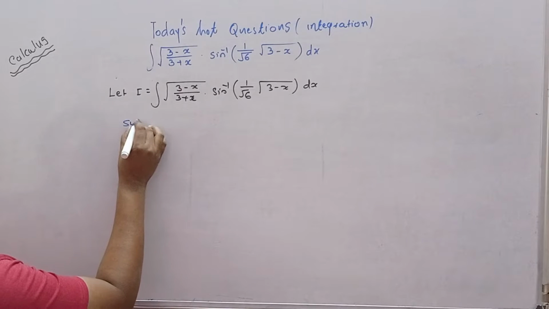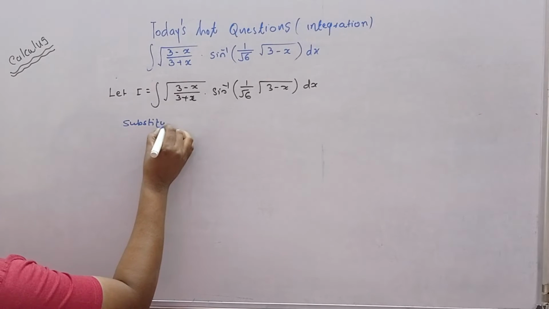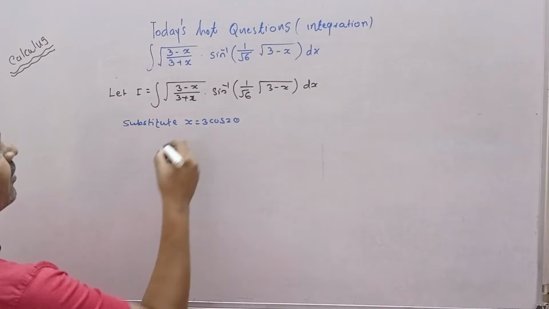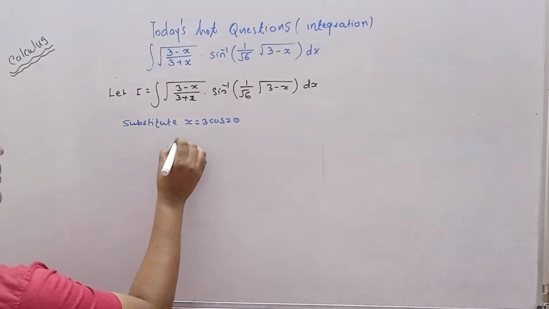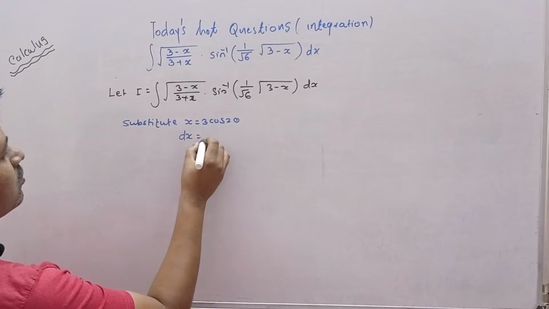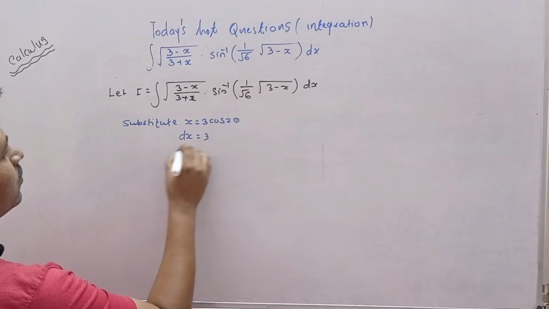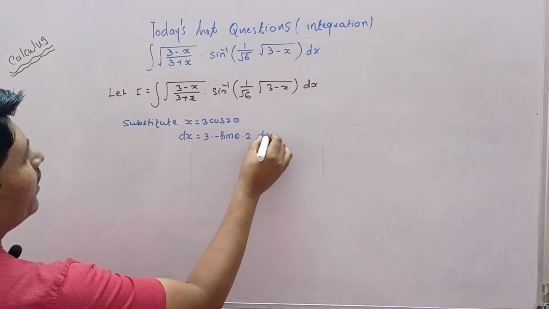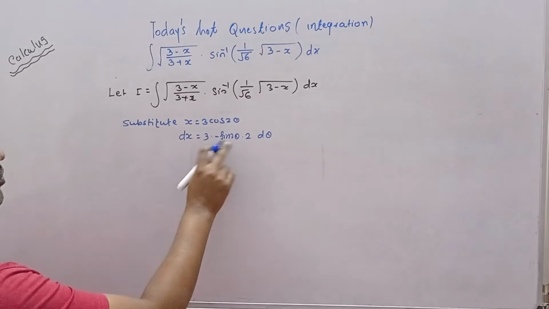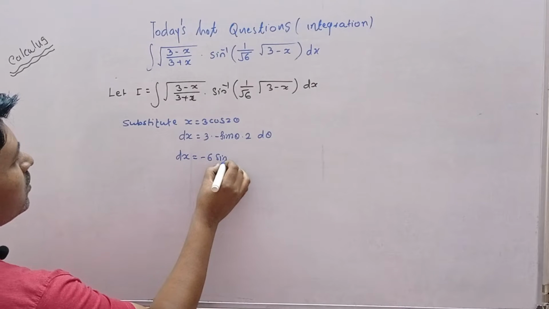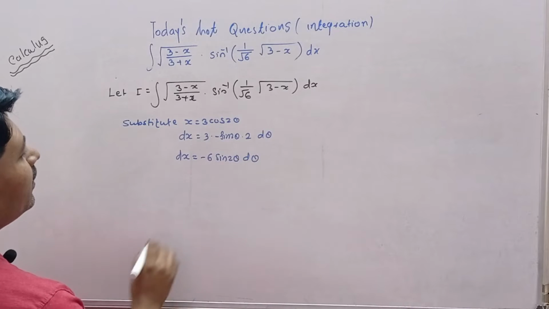Here put the substitution x is equal to 3 cos 2 theta, and differentiating this function, we get dx is equal to 3 into the derivative of cos 2 theta, which is minus sine 2 theta into 2, d theta. Then, simplifying, dx becomes minus 6 into sine 2 theta d theta.